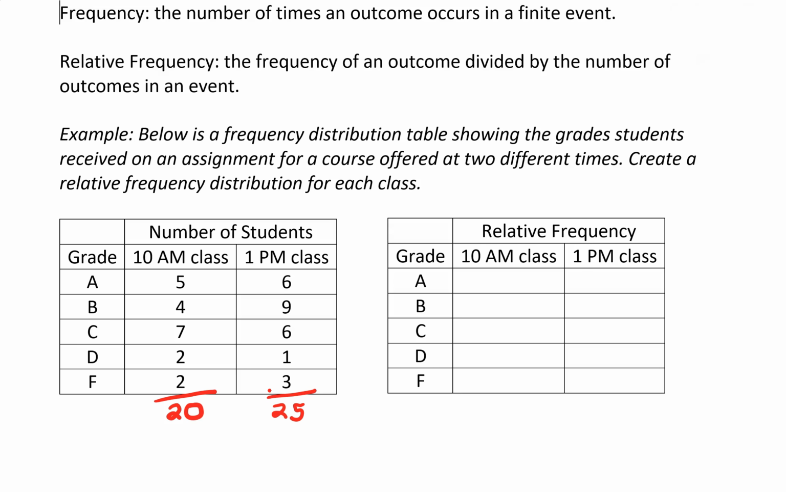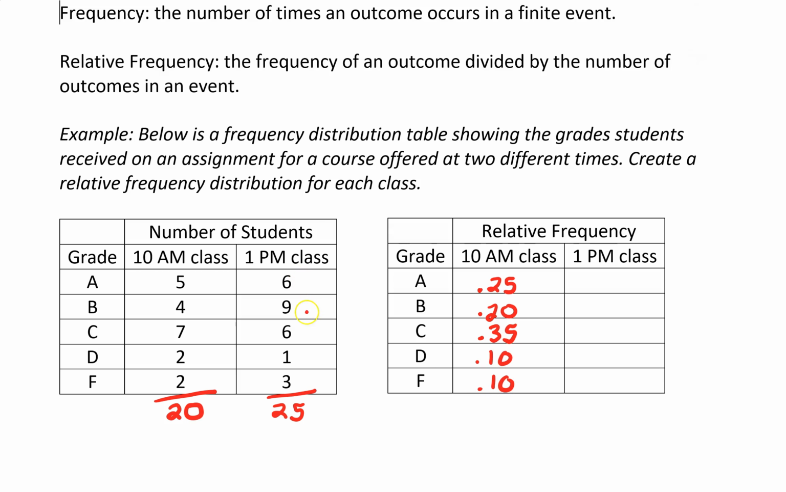When we do that, we take the frequency for an A and divide it by the number of students, or the total frequencies. I take 5 and divide it by 20, and I arrive at 0.25. Then I take 4 and divide it by 20 to get 0.2, or 0.20 if you wish. 0.35, 0.10, and 0.10.